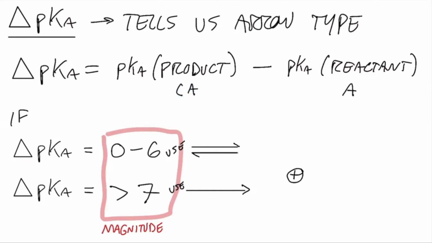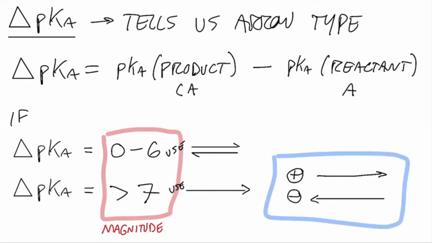So a positive delta pKa tells us that the reaction is going to go only in the forward direction, like so. If the value of delta pKa is negative, then that tells you that actually the reactants were stronger than the products. So in that case, the reaction doesn't want to go forward, it instead wants to go backward. So based on the sign of delta pKa, you can tell which direction you want your full arrow to point.